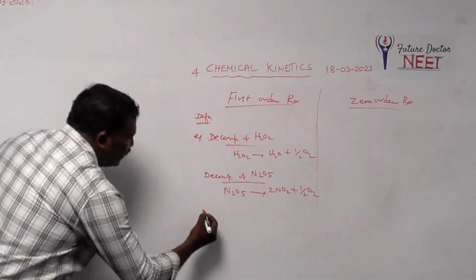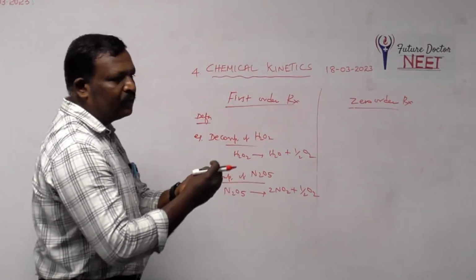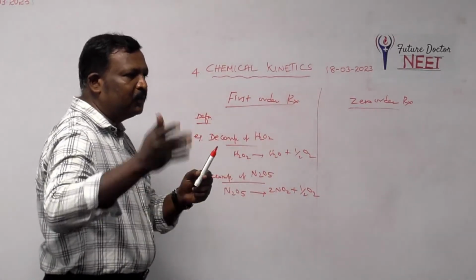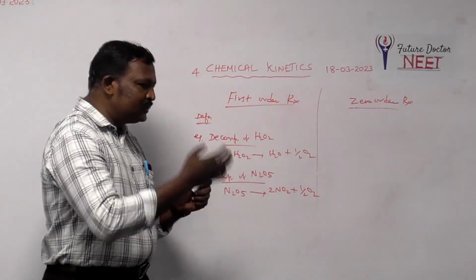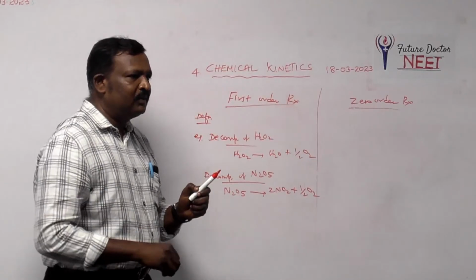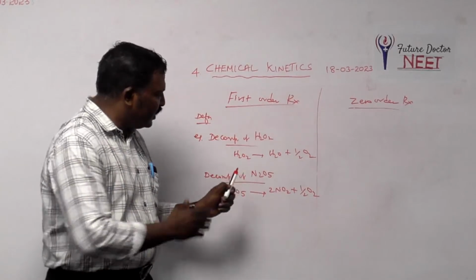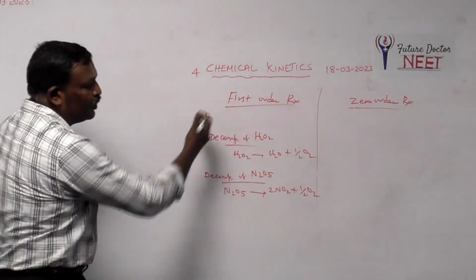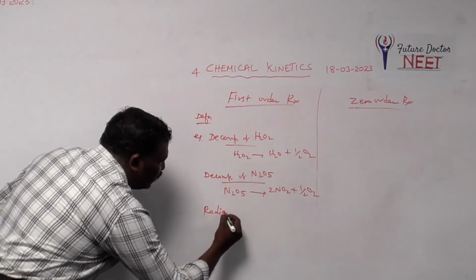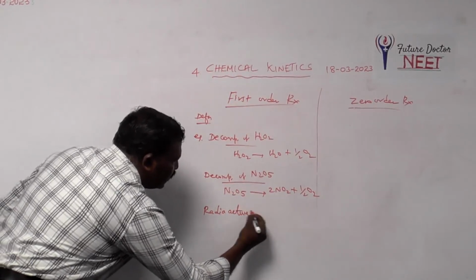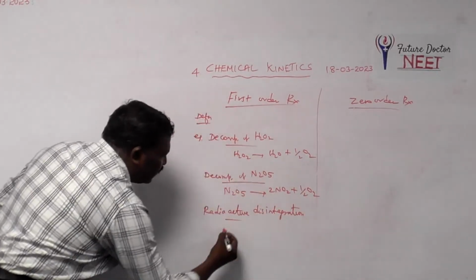Or radioactive disintegration. It's a very important example. Radioactive disintegration means any radioactive element itself decomposes. Mostly it's unstable, so it decomposes itself to become stable. Until it gets a stable molecule, it is going to decompose. All radioactive disintegration is also an example of first order reaction. See, radioactive disintegration.